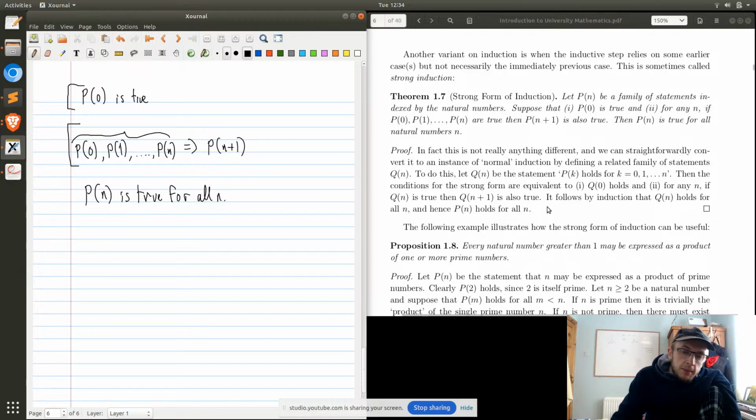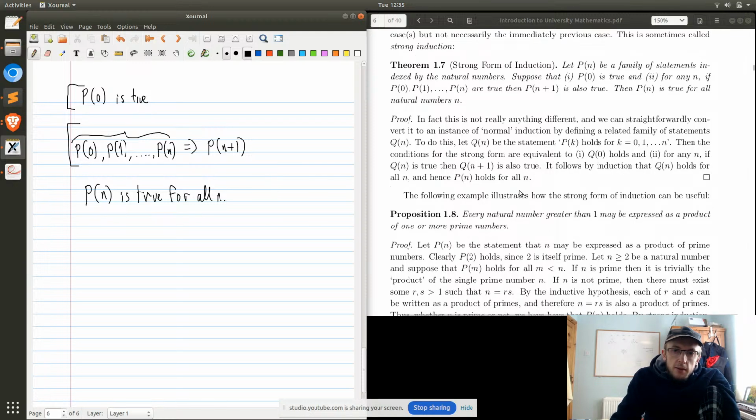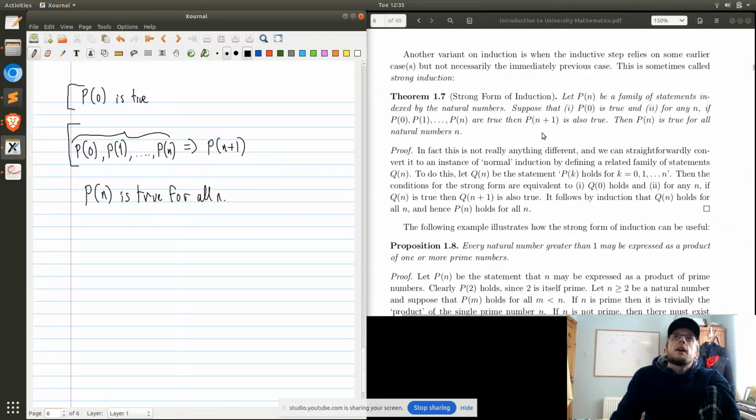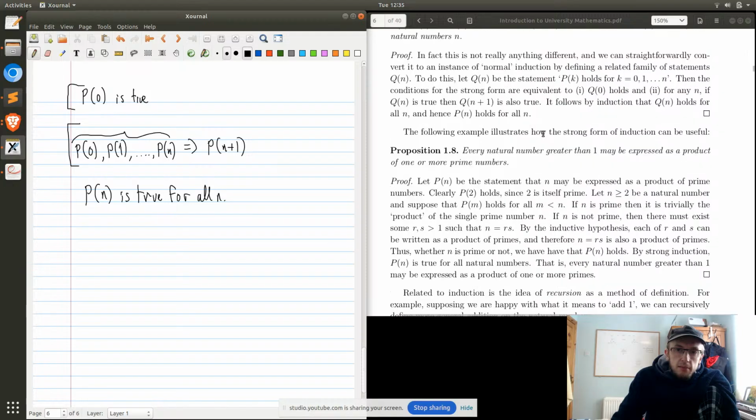So to me, this feels a little bit like a bit of a cheat, like you're just rewording it, but I get it. It's like as if induction has been applied to itself. So you could get an even stronger form of induction, I think. Maybe you could.